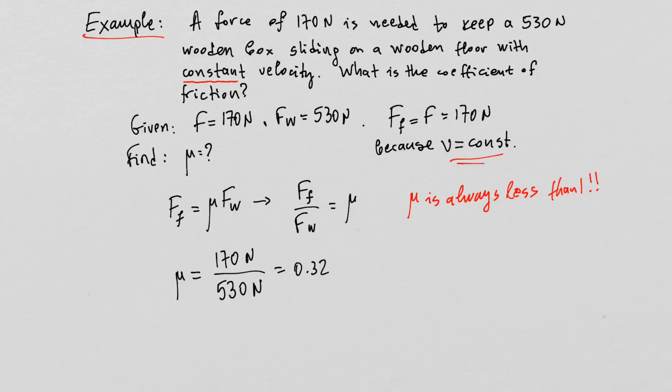Always. Now I want to ask an additional question. What is the mass of this wooden box? Well, I can calculate it from the formula for the weight. The weight of the box is equal to the mass of the box times gravitational acceleration. And so the mass is equal to the weight divided by the gravitational acceleration, which will be 530 newtons divided by 9.8 meters per second squared. And this is going to give me 54 kilograms.